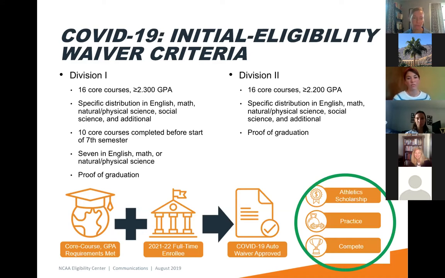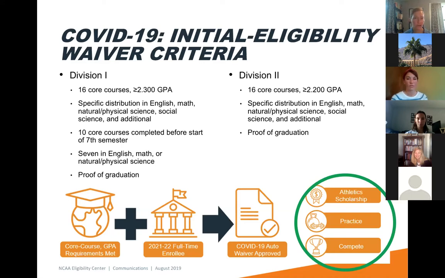For Division I, 10 core courses have to be completed before the start of the 7th semester. Seven of those have to be in English, math, or natural or physical science. And then they have to provide proof of graduation. So if all those GPA and core course requirements are met and the student has graduated, then they are eligible for this waiver, which means they don't need to have an SAT or ACT test score.